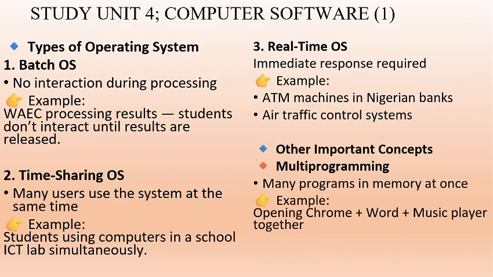While the third one is the real-time operating system. For the real-time operating system, an immediate response is required. So an example of this is ATM machines in Nigerian banks and air traffic control systems. This one gives an immediate response.